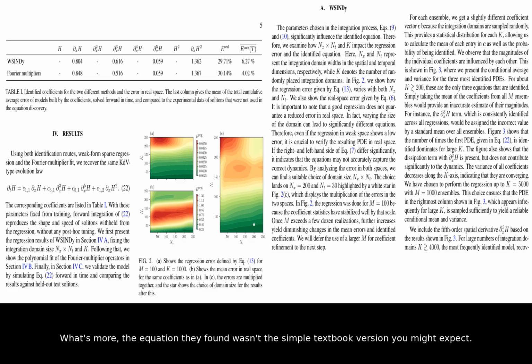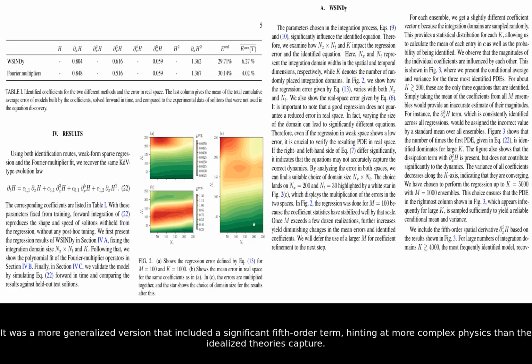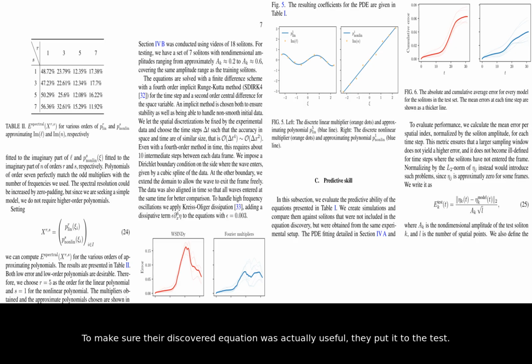What's more, the equation they found wasn't the simple textbook version you might expect. It was a more generalized version that included a significant fifth-order term, hinting at more complex physics than the idealized theories capture. To make sure their discovered equation was actually useful, they put it to the test.